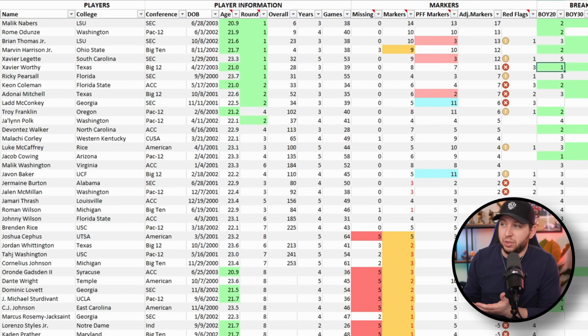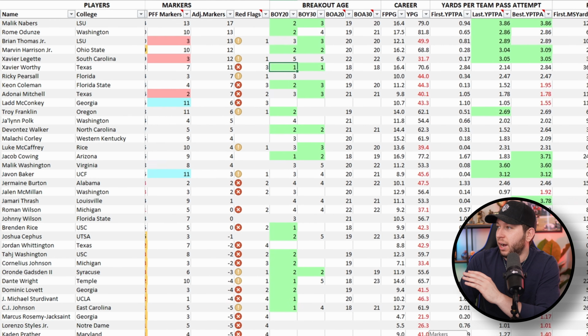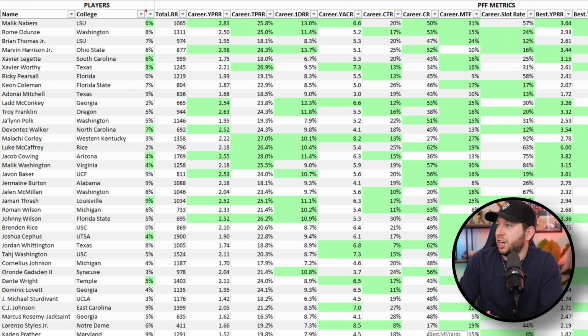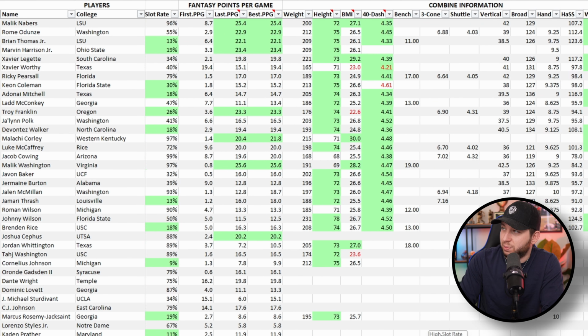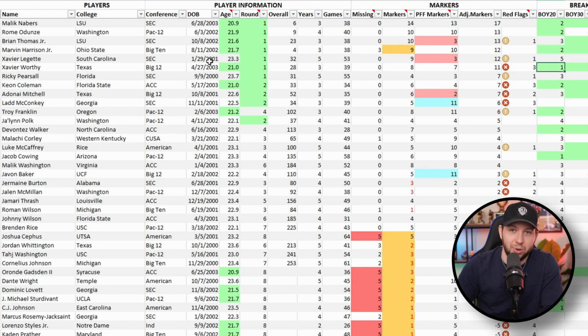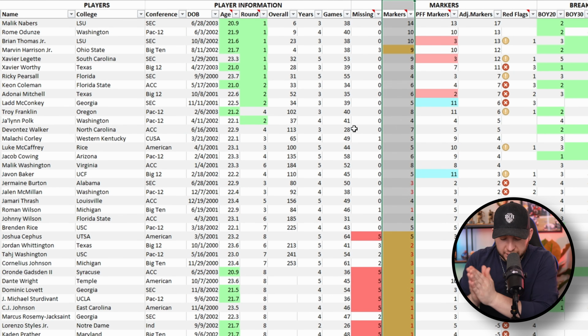So we can dive over to the Excel spreadsheet that I have over here, looking at the wide receiver position. And this is just a massive spreadsheet with basically every single prospect going back to 2003. I have all of these different metrics here for them, from breakout age to yards per team pass attempt to market shares to PFF numbers, fantasy points per game, combine info, age, draft capital, you name it. I basically got it in here if it's an analytical number. So let's break all of this down.